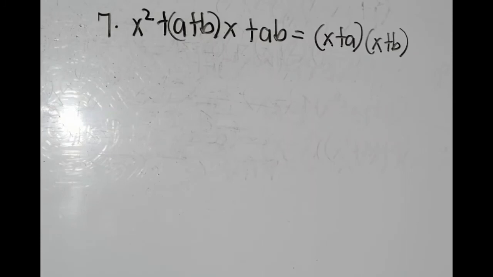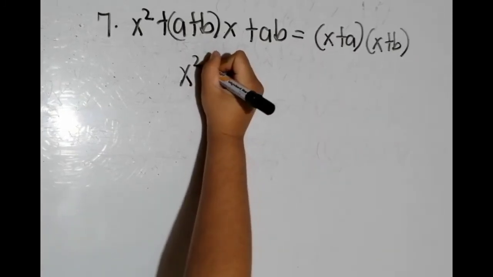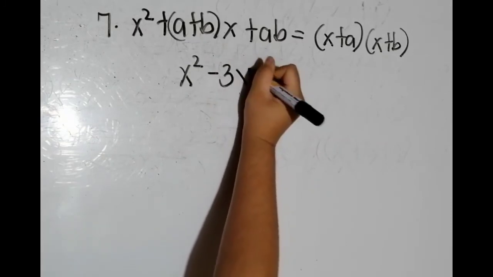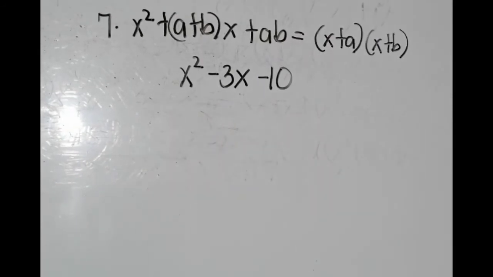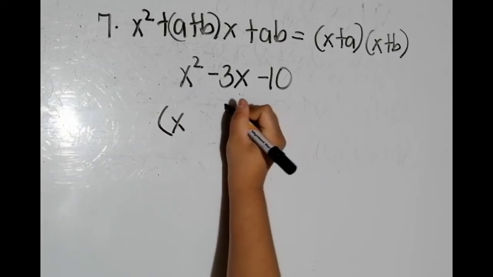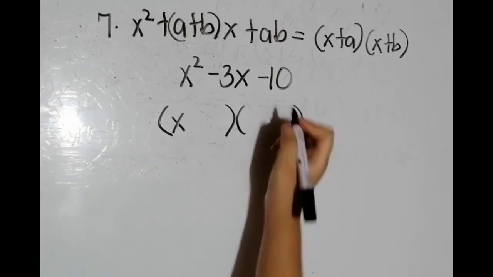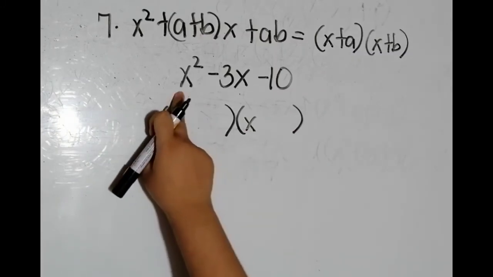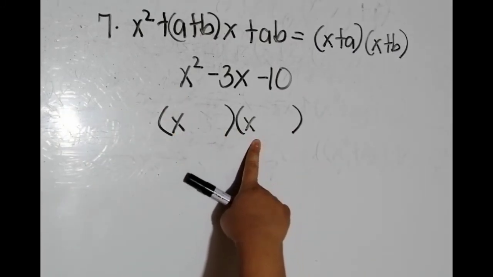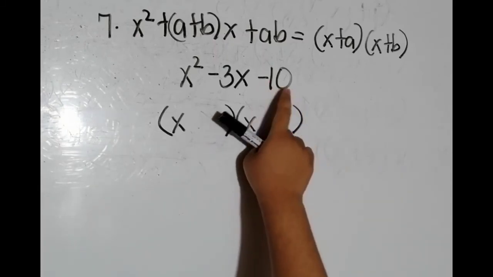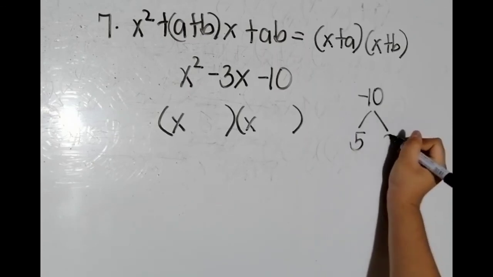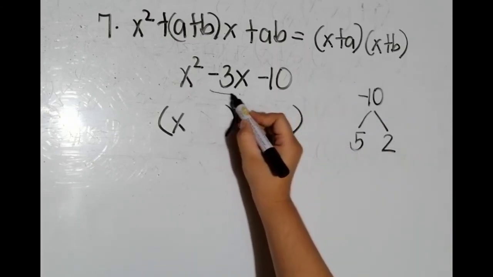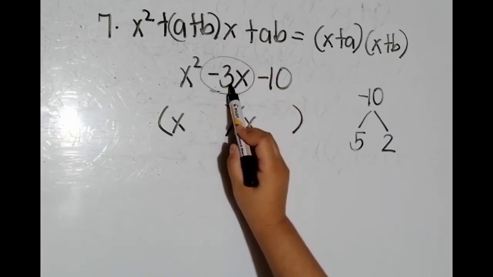How about this one? This is the usual factoring. x squared plus a plus b x plus ab. We have the example x squared minus 3x minus 10. The important part here is the first term and the last term. Okay, we have x squared, therefore we will be having x and x, since x times x is equal to x squared. How about the last term? We have negative 10. The factors of negative 10 are 5 and 2. We need to see the middle term, that is negative 3x.